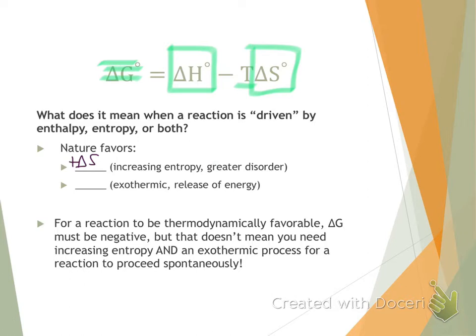Nature also favors an exothermic reaction, or negative delta H, which is that release of energy. When we release that thermal energy, the temperature of the surroundings increases. If the temperature of the surroundings increases, the particles are moving faster, they have greater kinetic energy, and the entropy of the surroundings is increasing. So when both of these things are happening in conjunction, there's going to be an increase in entropy of the universe.